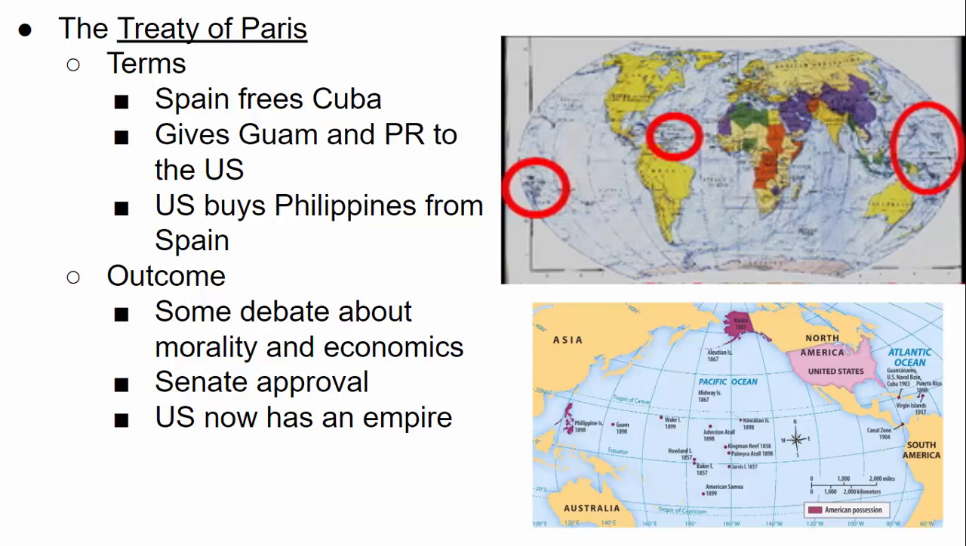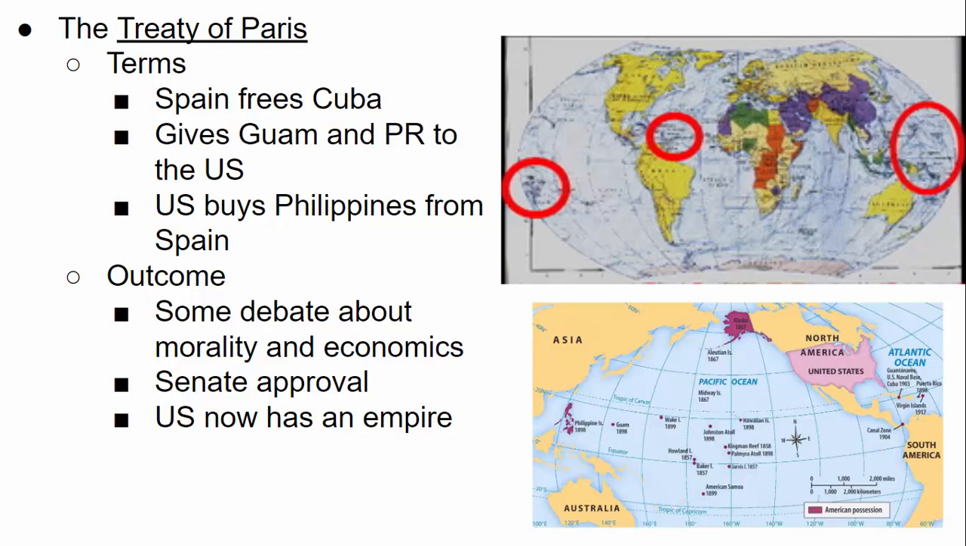There's also some debate over the economics of absorbing territories into our empire. Are these people going to become U.S. citizens? Are they going to be able to freely immigrate to the U.S.? Okay, so there's some unanswered questions about both of those issues, but ultimately the Senate does approve this treaty, and this is really how the U.S. gets its first empire, okay?